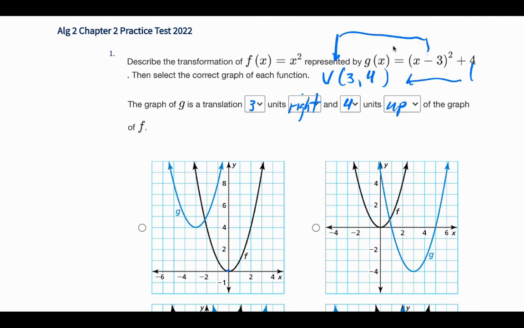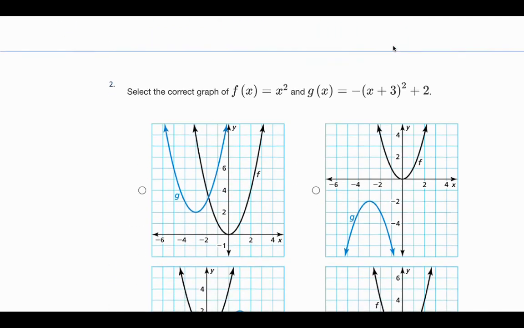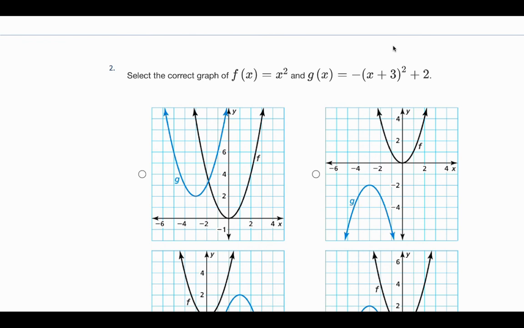Okay. All right, number 2. Graph the correct function of f of x is equal to x squared. Again, that's our parent function. And g of x is equal to negative (x plus 3) quantity squared plus 2. So remember, what that is telling us is that on this one here, we're going to go left 3. This is telling us we're going to go up 2.